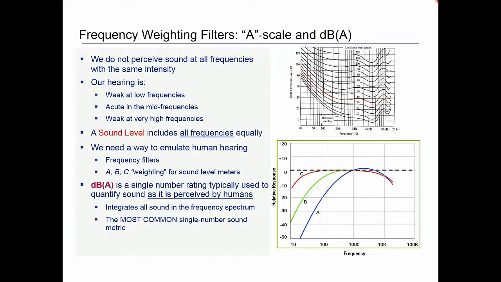When people hear sound, they don't hear it evenly at every frequency. I talked earlier about hearing sound from 20 hertz to 20 kilohertz, but we don't hear them all equally. Our hearing is very weak at low frequencies. It's pretty acute in the mid frequencies, but it's very weak at the high frequencies. But when I measure a sound level with a device like a sound level meter, I include all the frequencies of the sound equally when the sound level meter is running. So we need a way to emulate human hearing so that the number that comes out of the sound level meter is similar to what we're actually hearing.